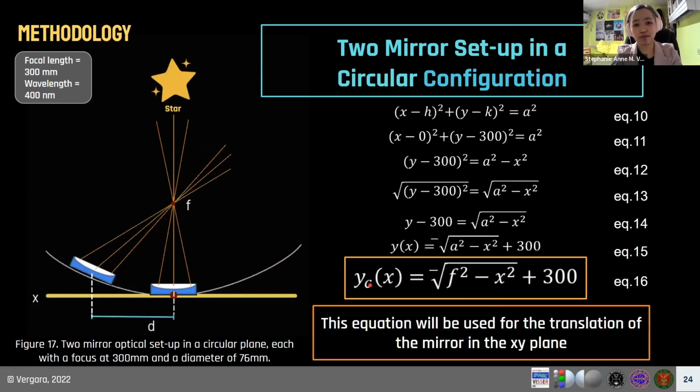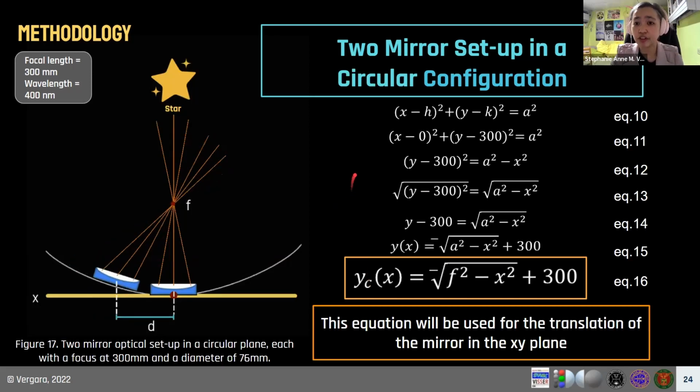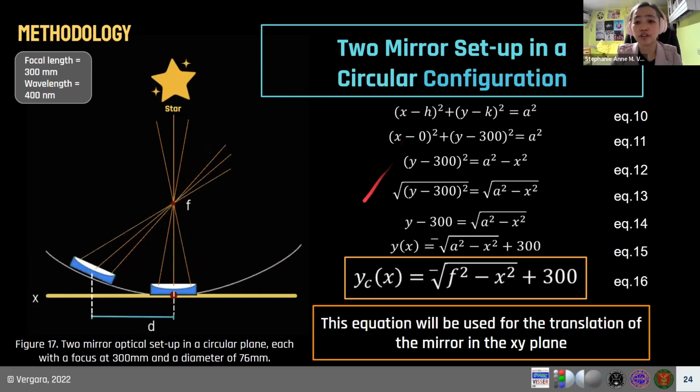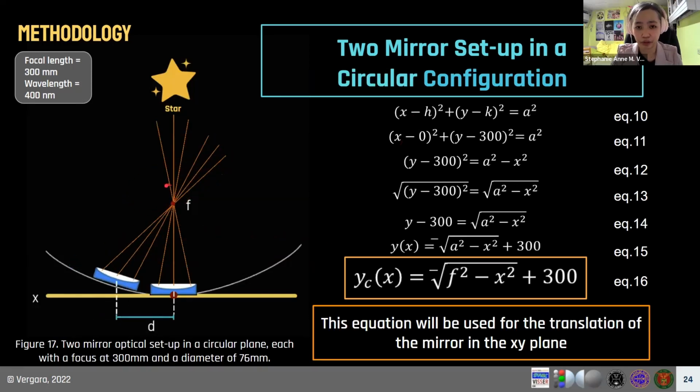For the final setup, the circular configuration, the same methods were used, starting with the general equation for a circle, as shown here in equation 10. Again, the vertex is set at the origin and the focus is derived from the focal length of the mirror used. By substituting the known values, we arrive at an expression for the circular equation to be used for the translation of the mirror in the xy plane, where A here is just equal to the focal length of the mirror, as can be seen in equation 16.